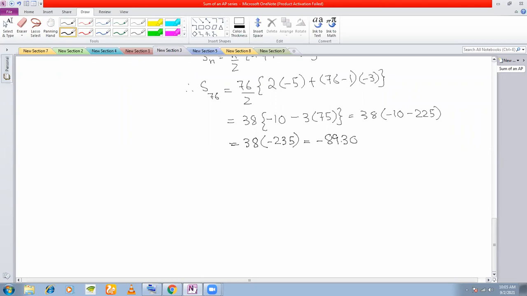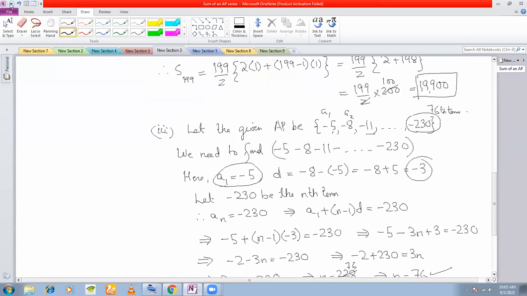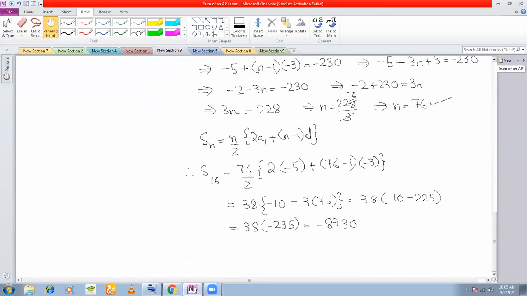Any question on this problem? Any question on this example here related to the application of the formula? If no, then I can proceed to the next problem.